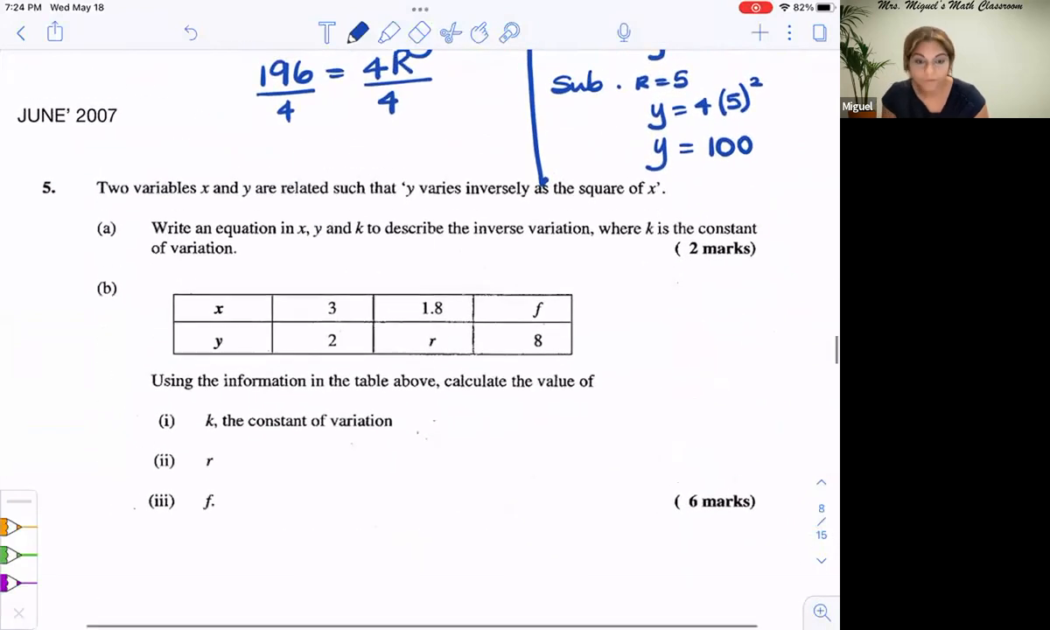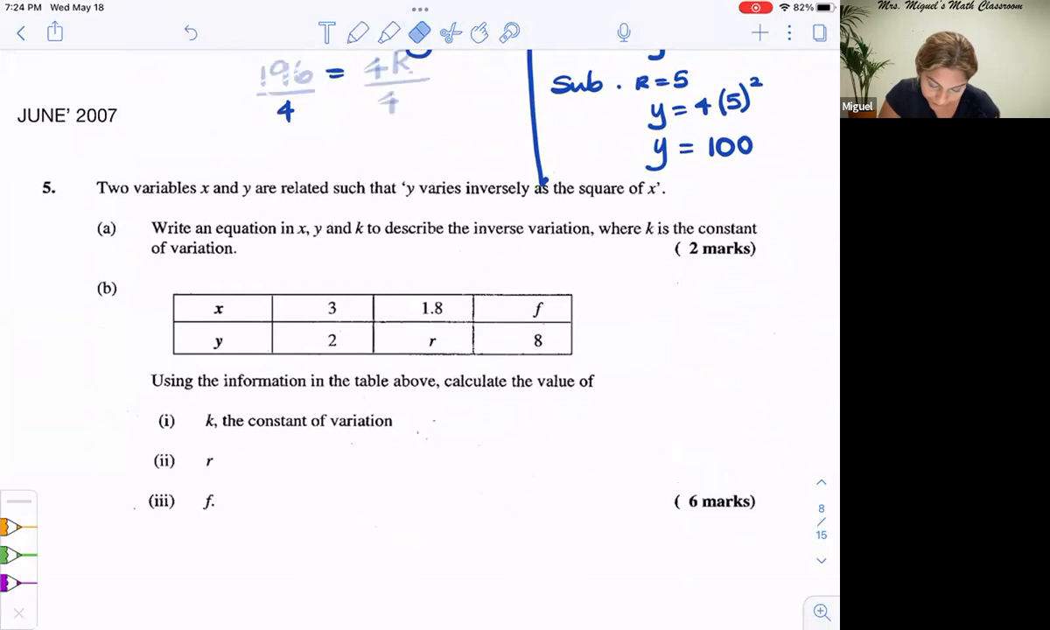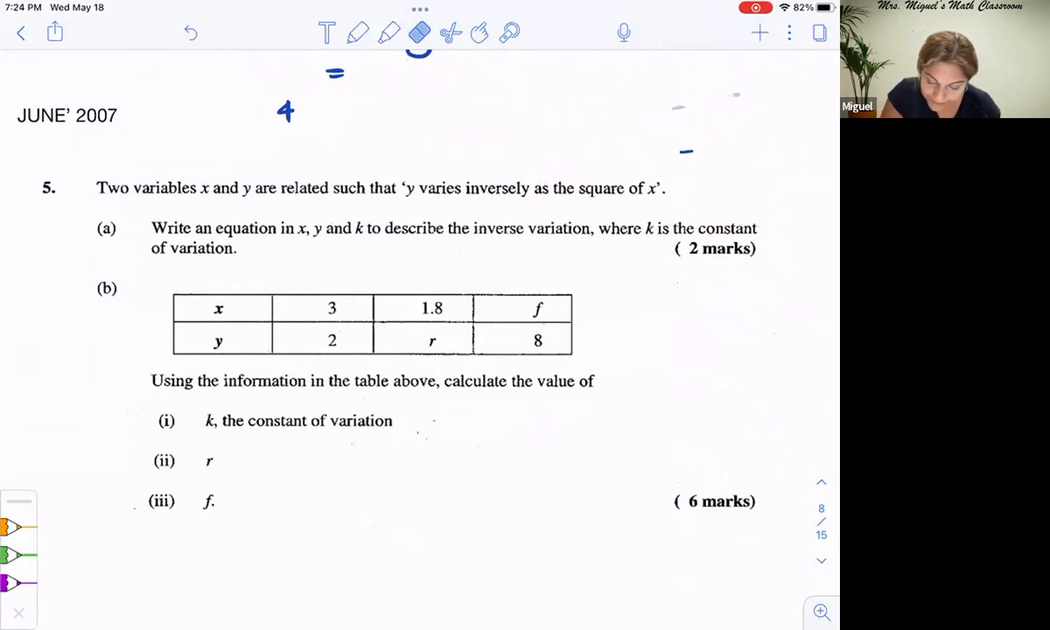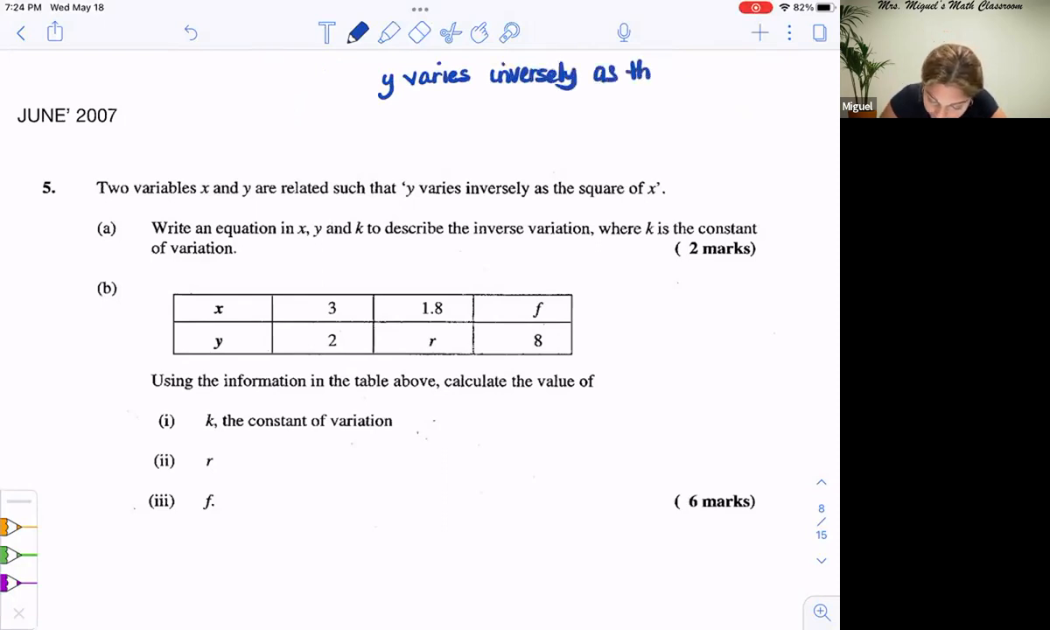So 2 variables are related in such a way that y varies inversely as the square. So let's write that and we will go through it together. Write this first: y varies inversely as the square of x. We know the square of x is x squared. So y varies inversely as 1 over x squared. So write the equation for me in terms of k.